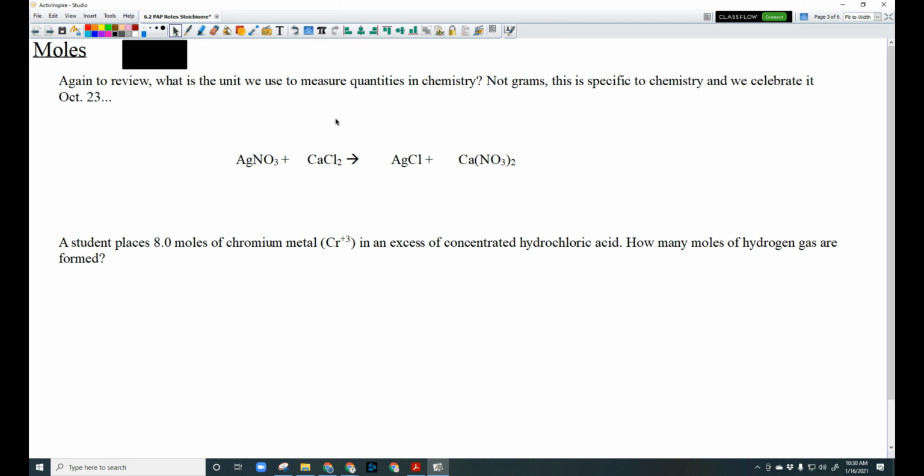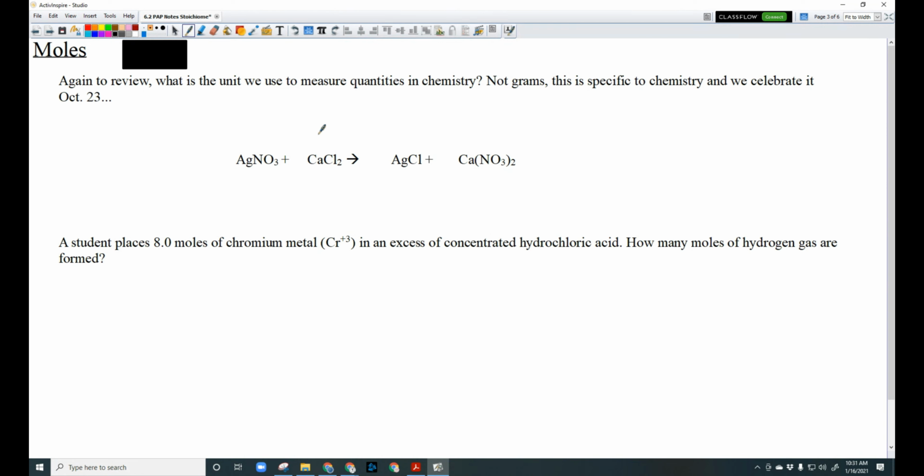We talked about them when we talked about converting moles, grams to moles, and then moles to either liters or moles to particles, Avogadro's number. Remember all that? All right. So moles are how we measure things in chemistry.